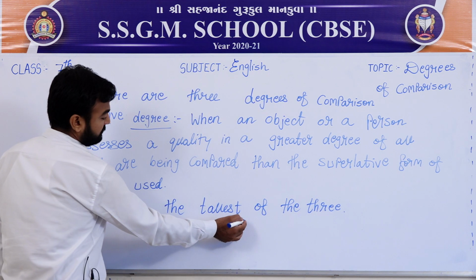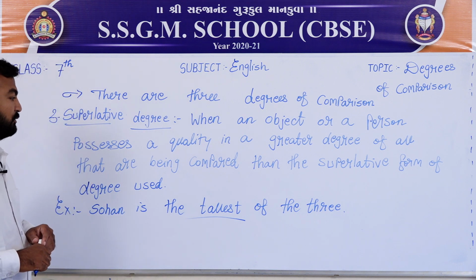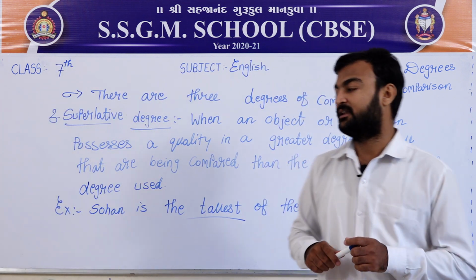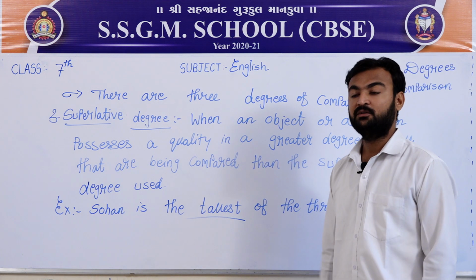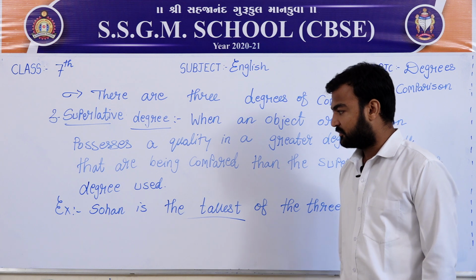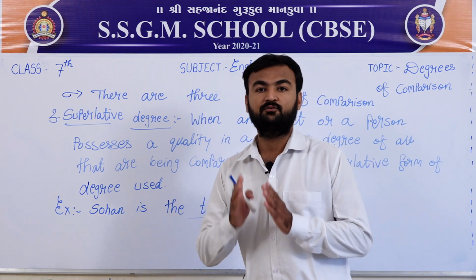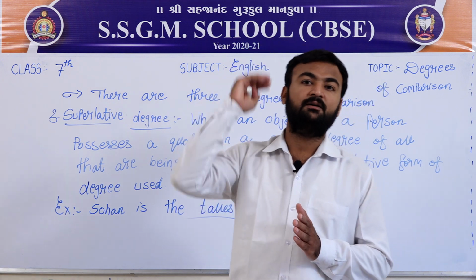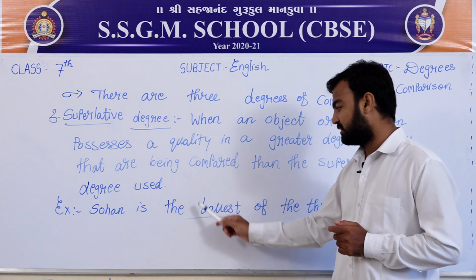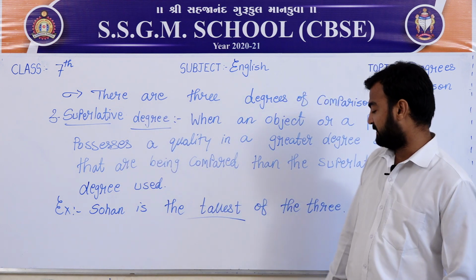So here the word tallest is known as superlative degree because we compare more than two objects or persons. At that point of time we use superlative degree. Yes, so for that we use tallest over here because सोहन is the tallest. सोहन is the tallest means सोहन है वो मोहन और रोहन दोनों से बड़ा है हाइट में, इसलिए हम यहाँ पर क्या यूज करते हैं, वर्ड tallest. At that point of time we use superlative degree.